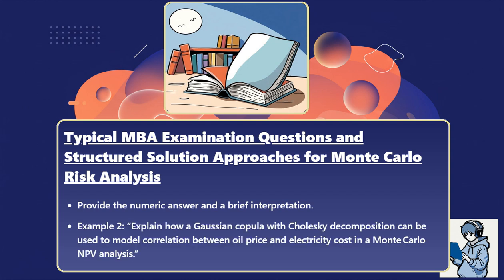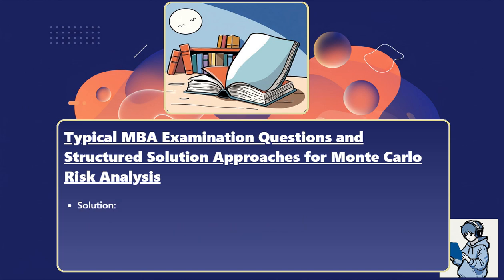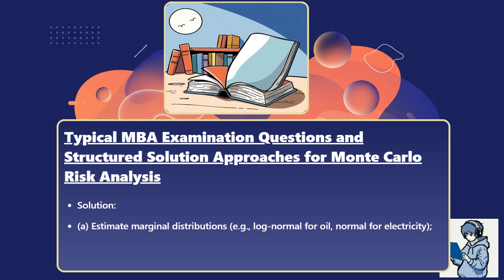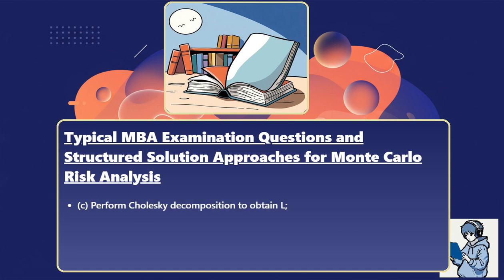Example 2. Explain how a Gaussian copula with Cholesky decomposition can be used to model correlation between oil price and electricity cost in a Monte Carlo NPV analysis. Solution. A. Estimate marginal distributions, for example lognormal for oil, normal for electricity. B. Build correlation matrix, for example 0.7 correlation. C. Perform Cholesky decomposition to obtain L. D. Generate independent standard normals U. Compute Z equals L times U.